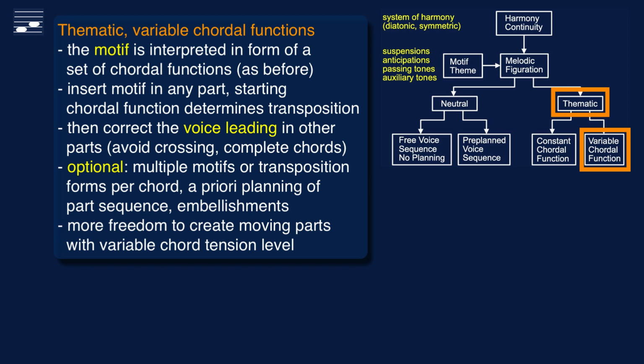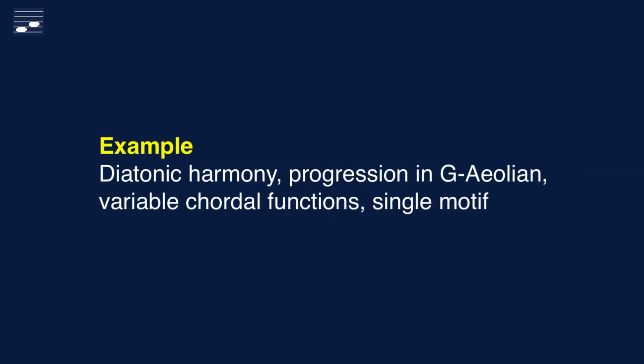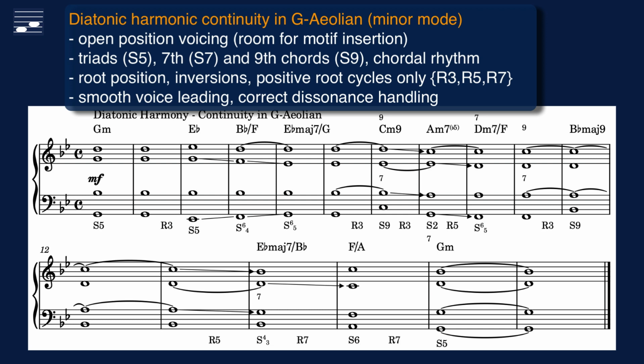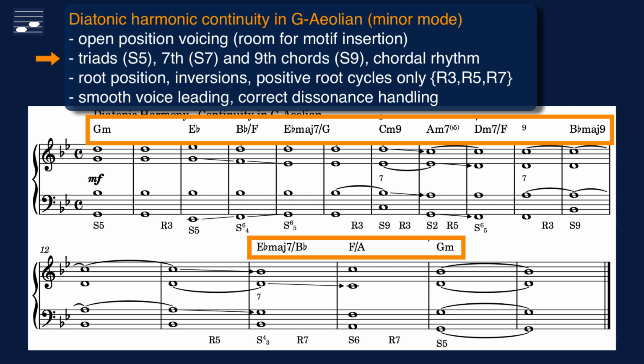Let's see some examples. The first example is a single motif with a variable chordal function application in a harmonic continuity in G Aeolian mode. This is the open position 4-part voicing in the diatonic system of harmony. The progression contains triads, 7th and 9th chords.